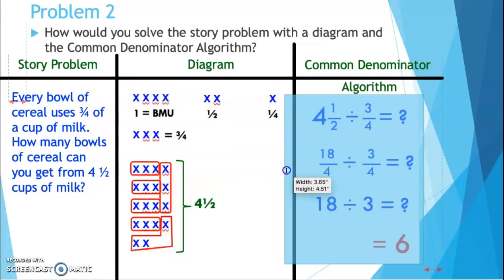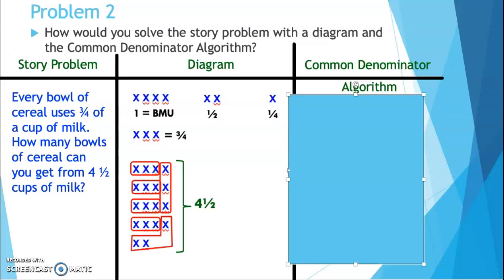Okay, here's one illustration. So what is one basic measuring unit? What is half of that? What is 1/4 of that? And that can be one way that you find 3/4. So, how many bowls of cereal can you get from 4.5 cups of milk? If 1 BMU is 4 1/4, you're illustrating, in this case, you're diagramming with your X's.